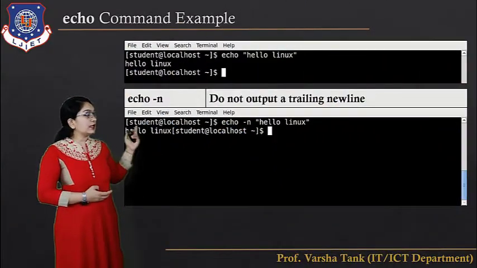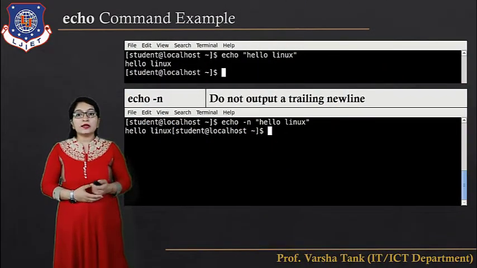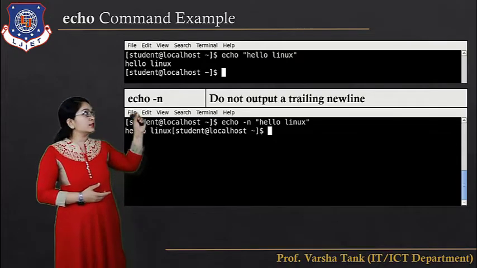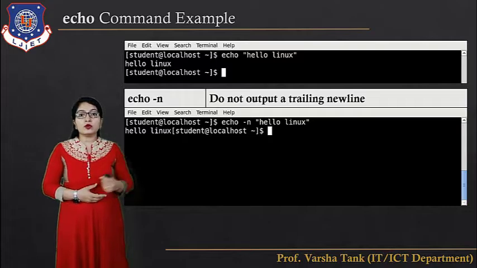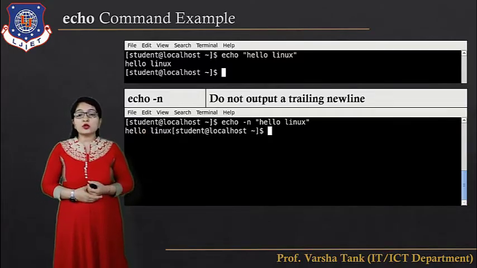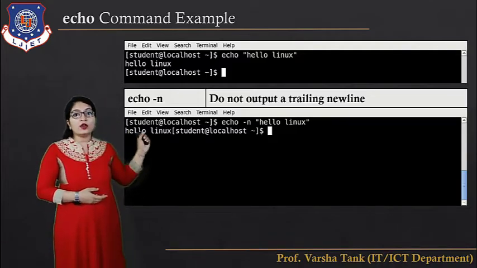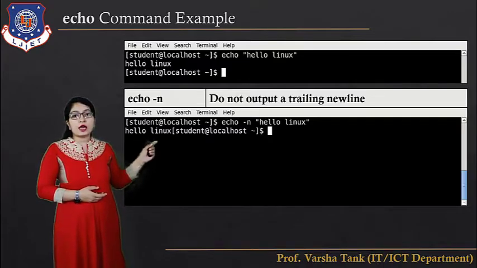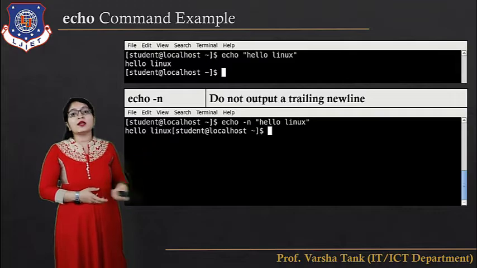So here you can see echo hello Linux will display hello Linux. Then, do not output a trailing new line. In the figure above you can see the output hello Linux displayed on a new line. But if you don't want a trailing new line, you have to use echo -n hello Linux. It will display the output, and after that there is the command prompt.